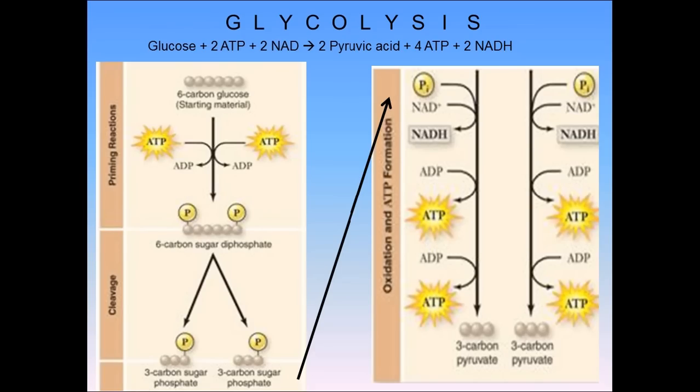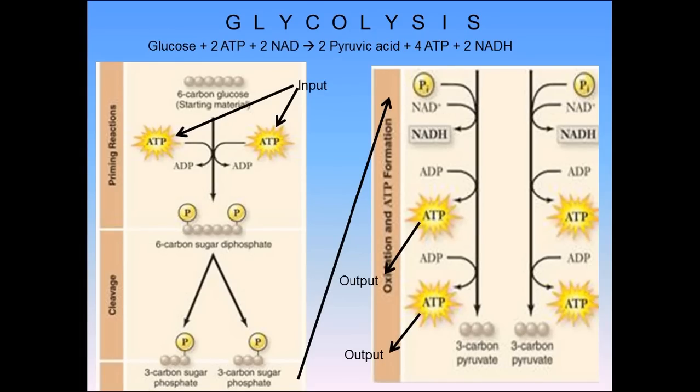The coenzyme NAD will have a hydrogen ion added to it and become NADH, which is an electron carrier. And the last thing is 4 ATP molecules will be made. So at the end, we have 2 pyruvic acid molecules, 4 ATP molecules, and 2 NADH electron carriers. Remember, we started this process with 2 ATPs, so we only have 2 extras at the end of this.